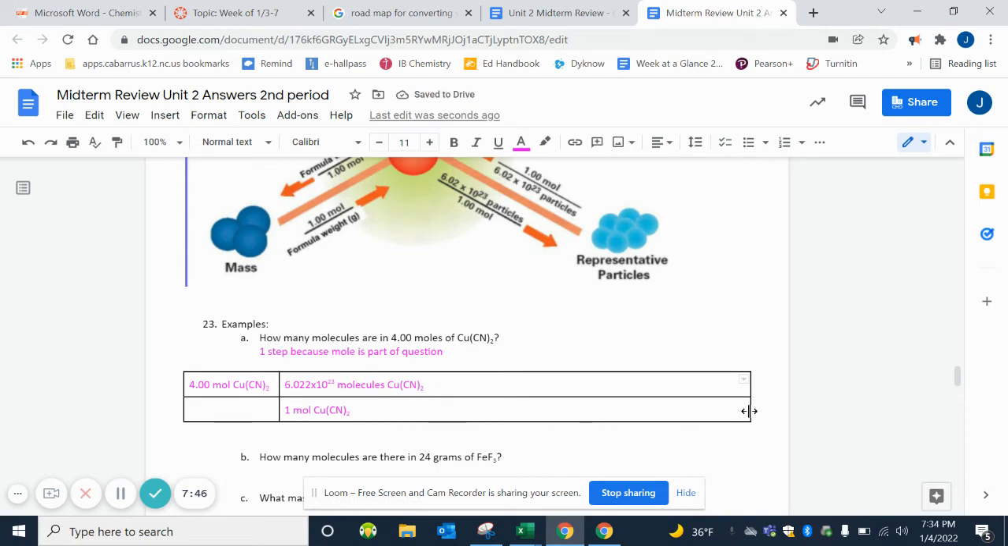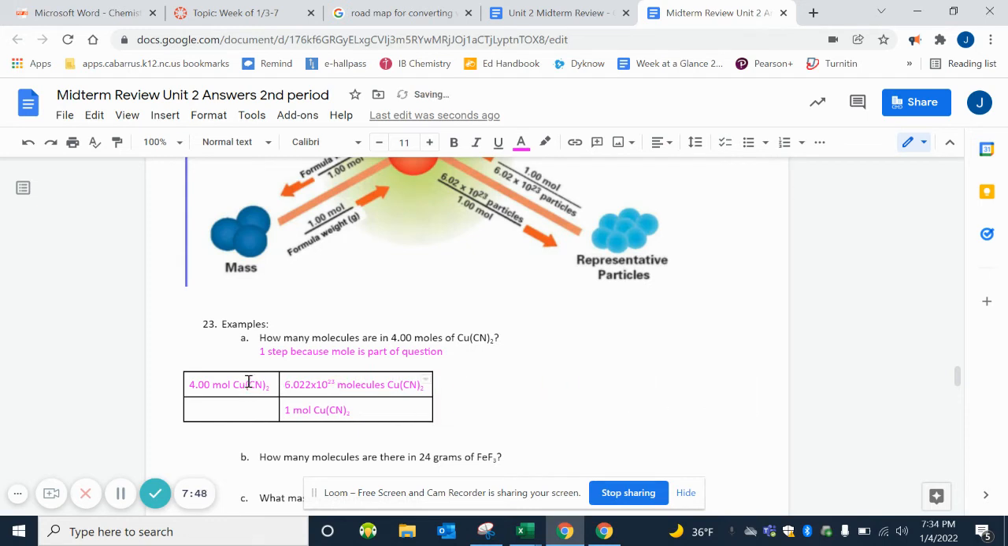And then that's all we have to do. So remember, when numbers are side by side, we multiply, and when they're top and bottom, we divide. So we're going to take our handy dandy calculators, and we're going to say 4.00 times 6.022 special button 23 divided by 1 and hit enter. We want 3 significant figures because of our given. So our answer would be 2.41 times 10 to the 24th molecules.